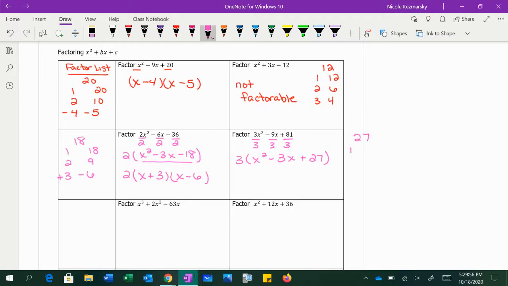Well, factor pairs for 27 are 1 and 27, 3 and 9. Let's see, not 4, not 5, not 6, not 7, not 8. That's all of them, I hope. Yeah, that should be all of them. So 1 and 27, I want that to get me a minus 3. That doesn't do it. 9 and 3, well, that gets me a 6 if I subtract, but it doesn't get me a minus 3. So this is as far as this one goes. It factored, it just didn't factor very far.